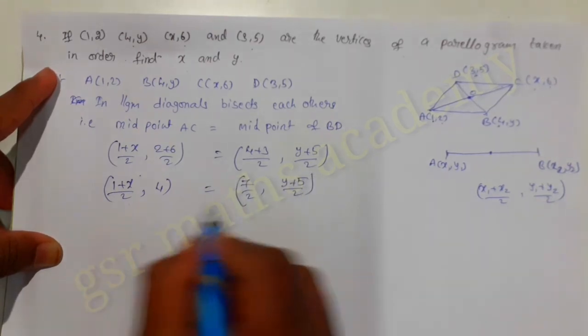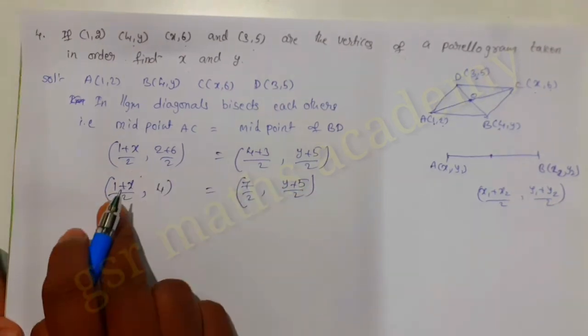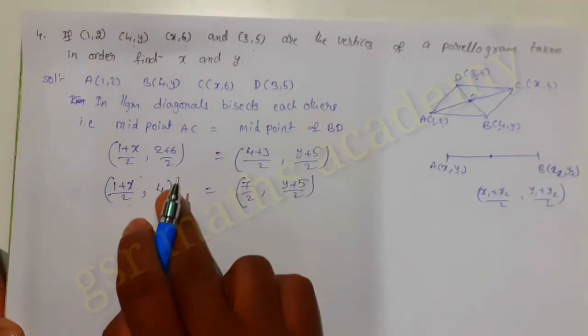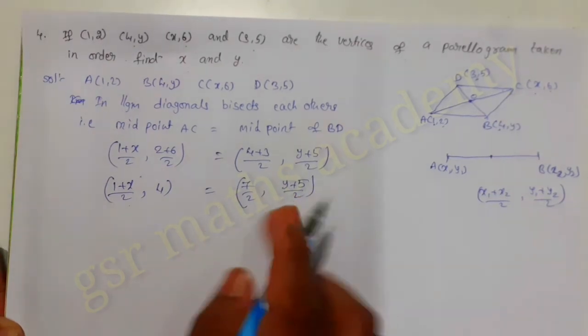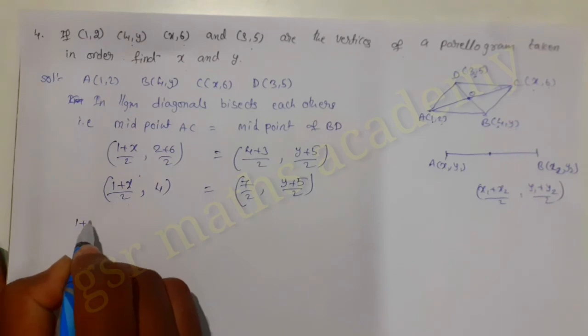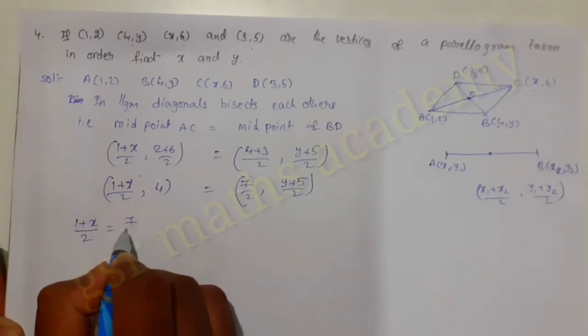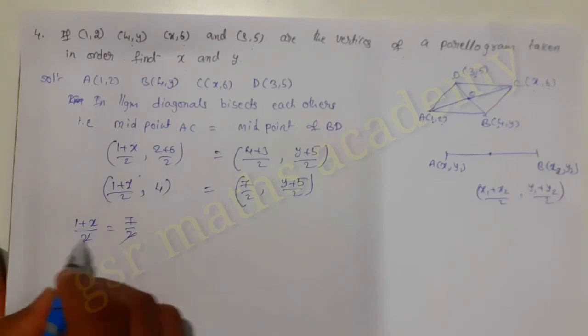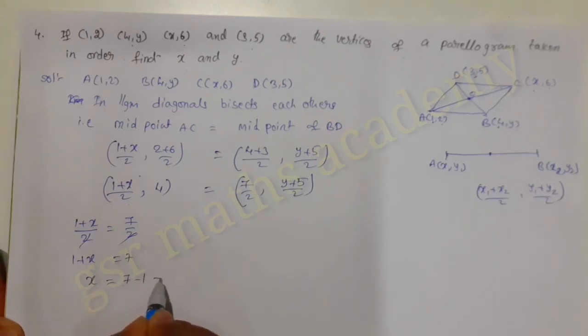Now here two ordered pairs are equal. If two ordered pairs are equal, then their x coordinates are equal and their y coordinates are equal. On equating the x coordinates you can find the x value, and on equating the y coordinates you can find the y value. So on equating the x coordinates, (1 plus x) by 2 is equal to 7 by 2. The 2 gets cancelled, then you get 1 plus x is equal to 7. From this x is 7 minus 1, which is 6. Then the x value we got is 6.